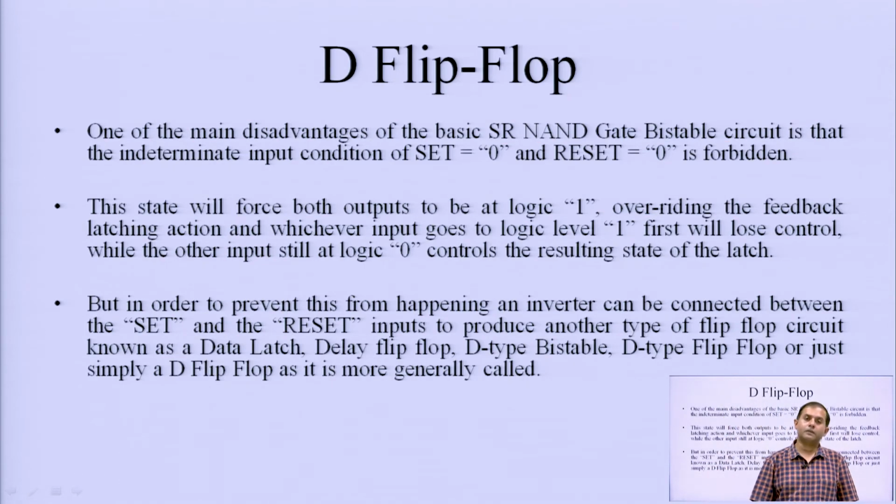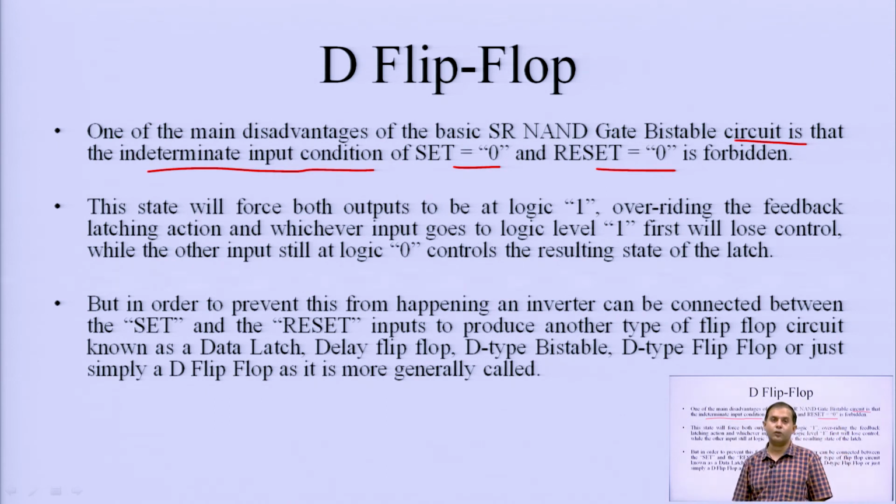Already we have studied the SR flip flop. So, the D flip flop is made from the SR flip flop itself. You can check that the main disadvantage of the SR NAND gate flip flop circuit is the indeterminate input condition, S 0 and R 0. When both are 0, then the output will be invalid. That is the biggest disadvantage of the SR flip flop. So, to overcome that, we can use the D flip flop.